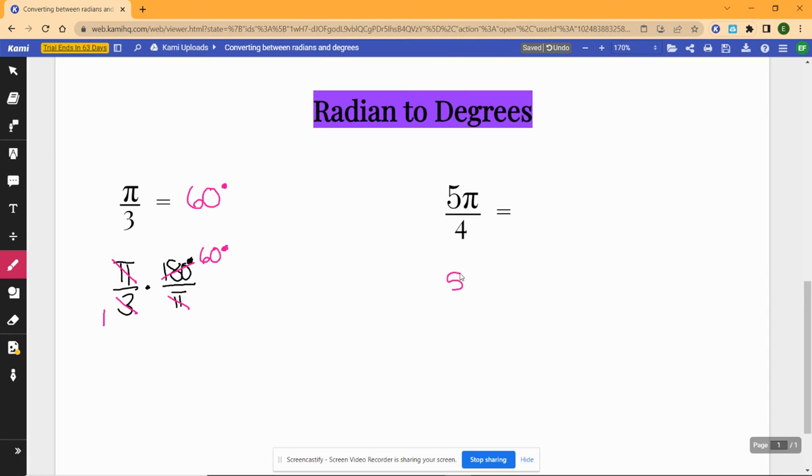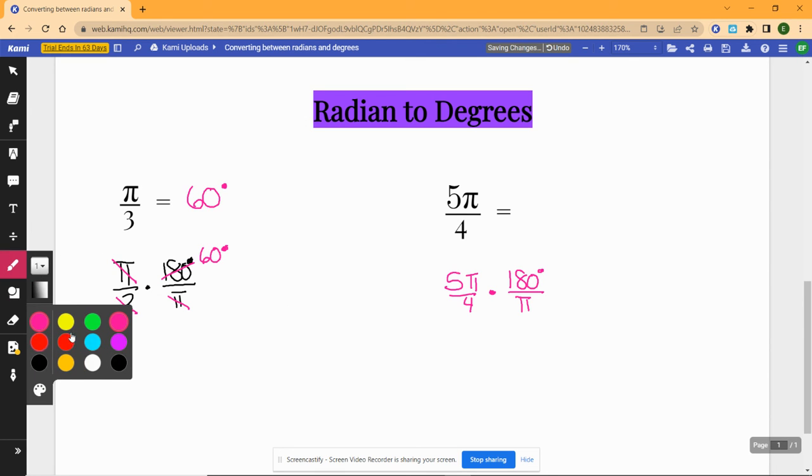One more time. 5 pi over 4. I can multiply that by, again, I want the pi's to cancel, so I'll put pi in the denominator, which means 180 degrees goes in the numerator. When I cancel out the pi's here, I have a lot that I can try to reduce. So 4 goes into 180 45 times, but then there's nothing else that I can simplify.